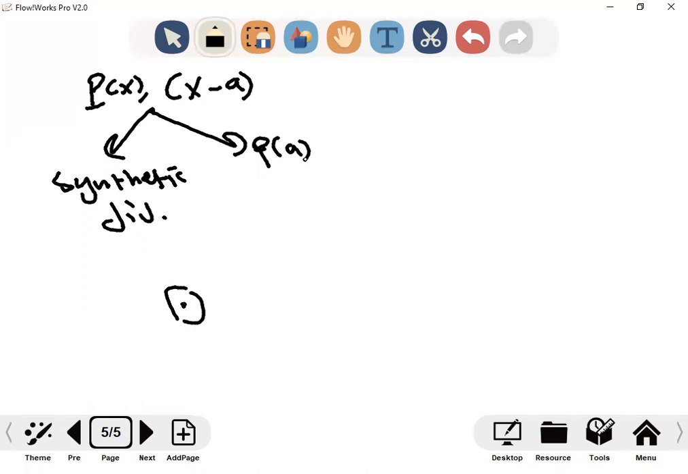Example 1, synthetic substitution. We have a paragraph upon example 1. Applying the remainder theorem to evaluate a function is called synthetic substitution. This p of a, what do we call it? Synthetic substitution. It has synthetic division. Yes, it's a name only. Now let's see example 1.